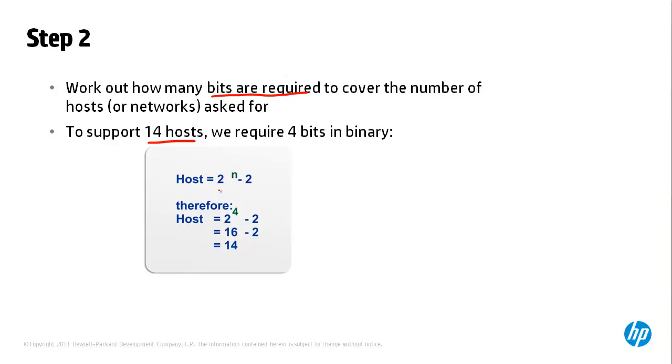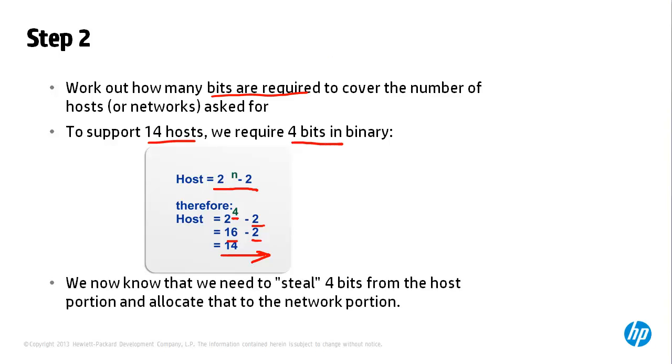So with hosts, we're using the formula 2 to the n minus 2. Therefore, 2 to the power of 4 minus 2 gives us 16 minus 2, and therefore results in an answer of 14. 4 binary bits support 14 hosts per subnet. We now know that we need to steal 4 bits from the host portion and allocate that to the network portion to support 14 hosts.